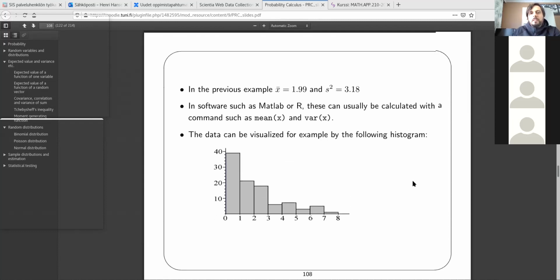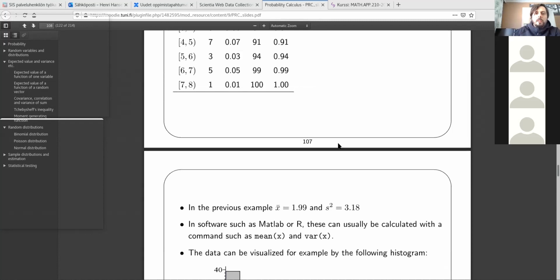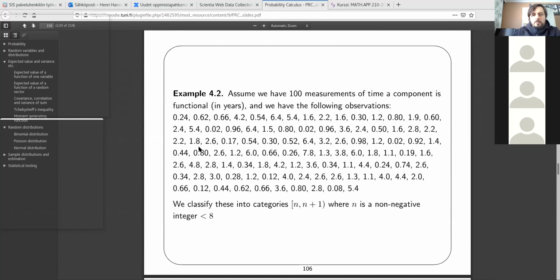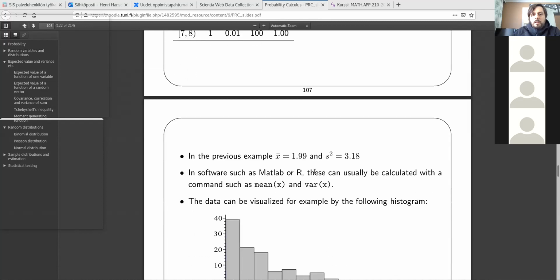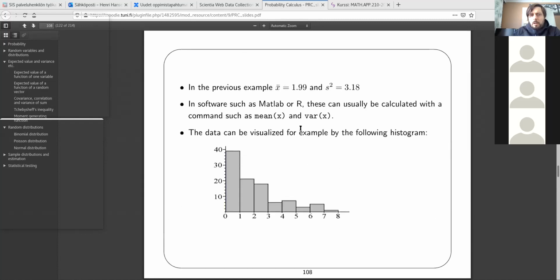So in our previous example, the sample average would be roughly 2, namely 1.99, and the sample deviation, sorry, the sample variation, would be 3.18. And you can do this with MATLAB or R. We'll be using MATLAB, so you can calculate it by just creating a vector of all these values and then simply calculating the mean of that.